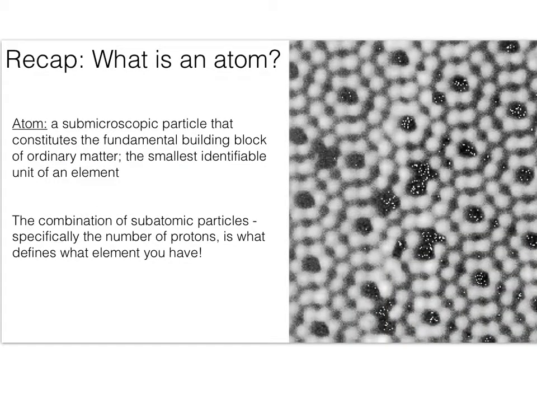Okay, so recapping back from last time. So what is an atom? An atom, of course, is that submicroscopic particle. It's a nanomolecular size, and it constitutes the fundamental building blocks that make up pretty much all matter on Earth. And it is the smallest identifiable unit of any element. And once again, we're talking about the number of protons being the identifier for determining what element you have.